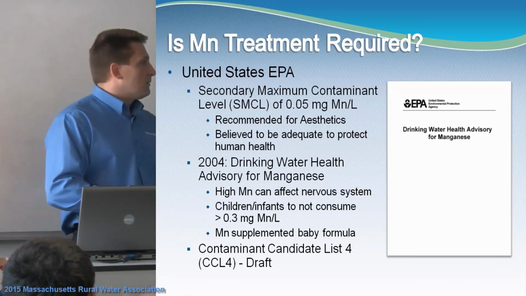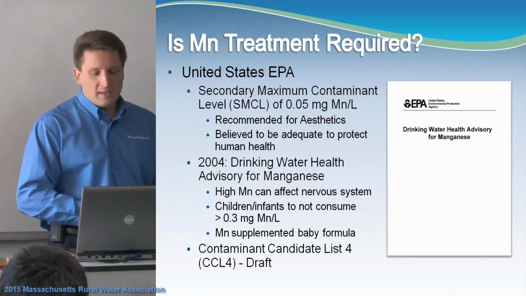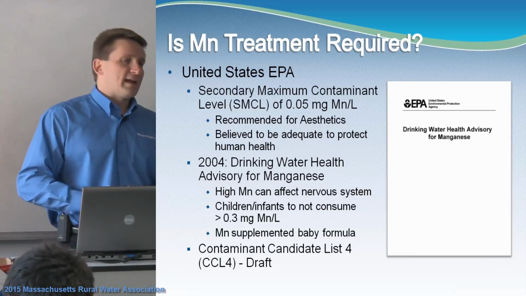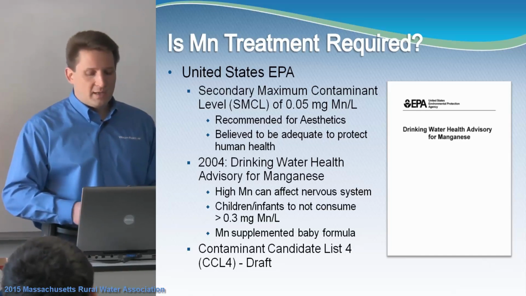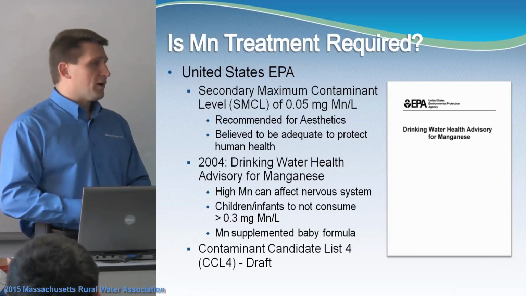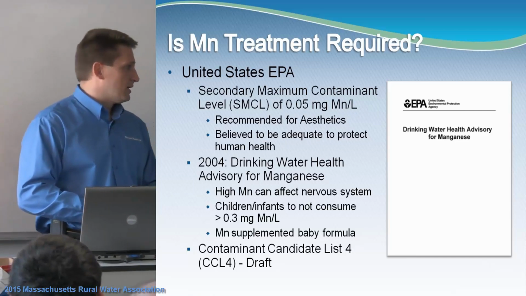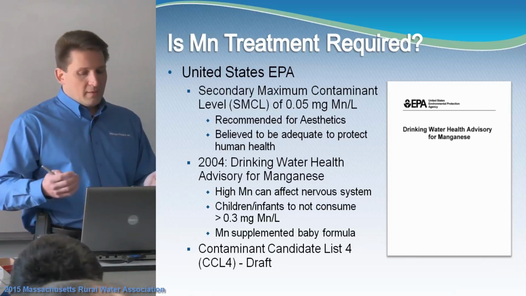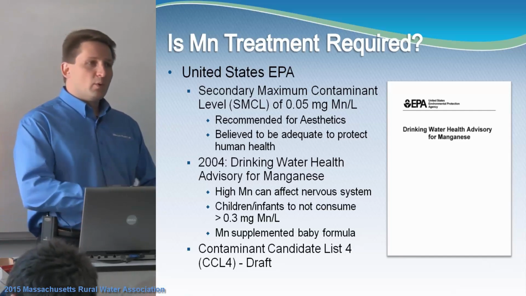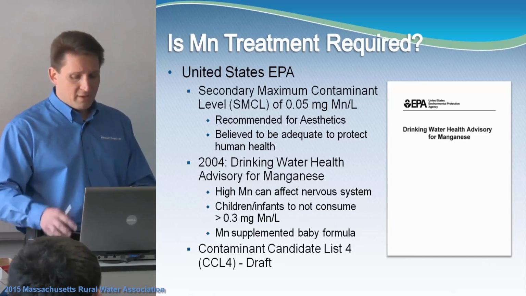Around 2004, they came out with a drinking water health advisory for manganese. The cover of the EPA document is on there to the right. And in that report, they found that high manganese concentrations could actually affect your nervous system. In particular, children and infants were recommended to not consume waters or anything with a manganese concentration of greater than 0.3 milligrams manganese per liter. And in particular, baby formula is actually supplemented with manganese, so it already has manganese, and if you add it to a manganese-laden water, it's going to be higher than desired, or bad for their health.